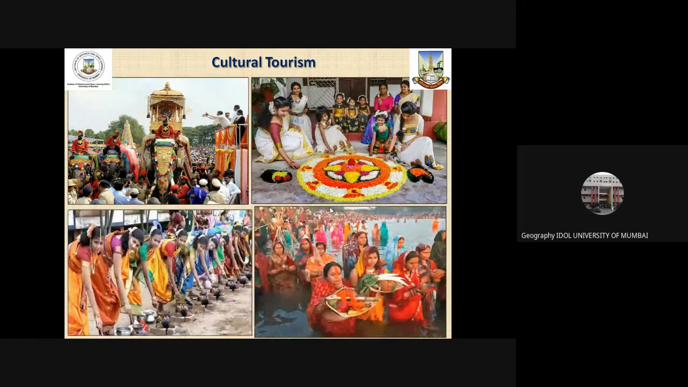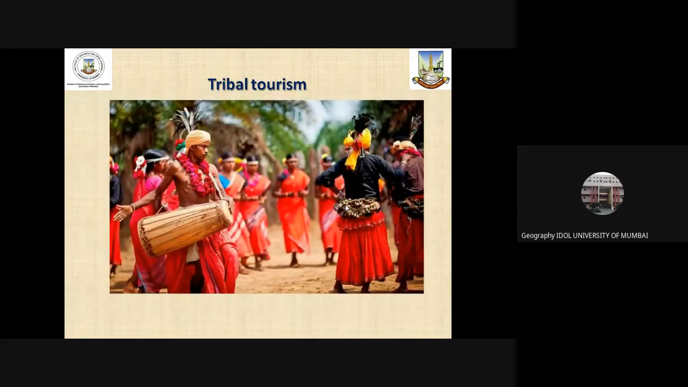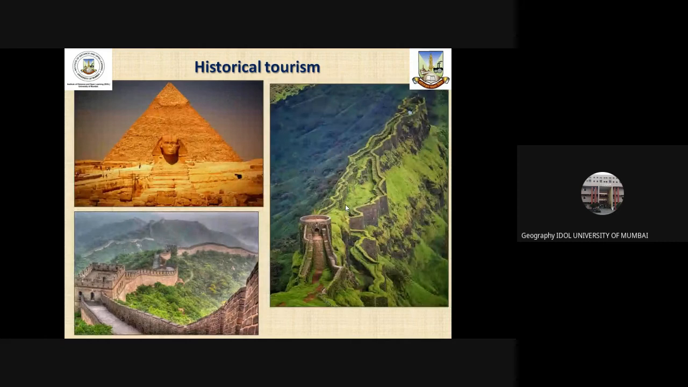Cultural tourism is tourism taking place in different parts of the world where cultures differ from place to place. Like the Dashera in Mysore, Pongal, then we have Chhath Puja. These are examples of some cultural events in different parts of the nation. Tribal tourism involves travel to tribal areas in order to understand their lives. Historical tourism is the visit to places which are historically important, like the Great Wall of China, forts in Maharashtra or India for that matter, then the Egyptian pyramids. These are historically important monuments and places.